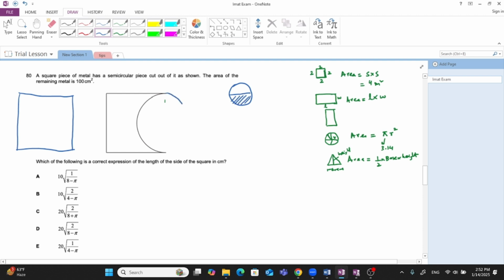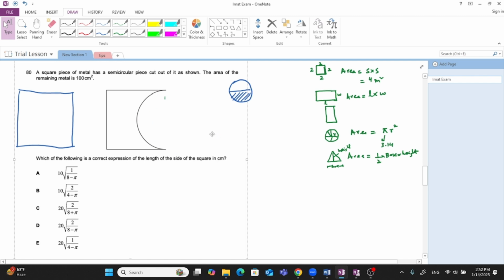So if you complete it like this, sorry, I'm not making it proper. Let's make it like that. We will complete it this way. This was a complete circle and they are talking about the semicircle part.